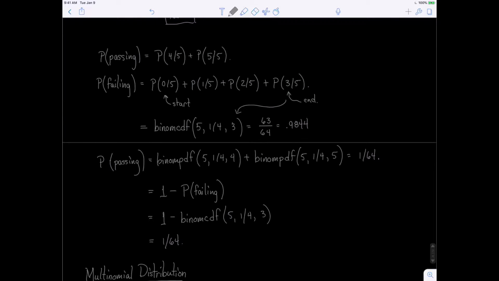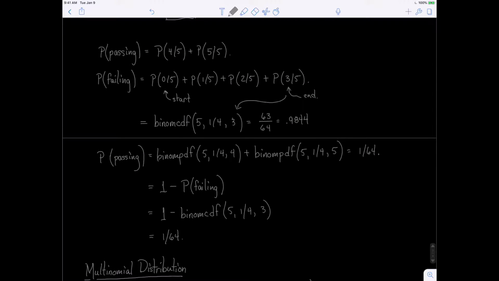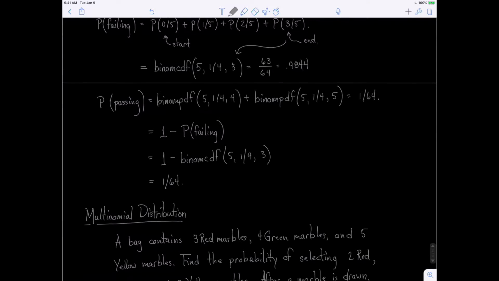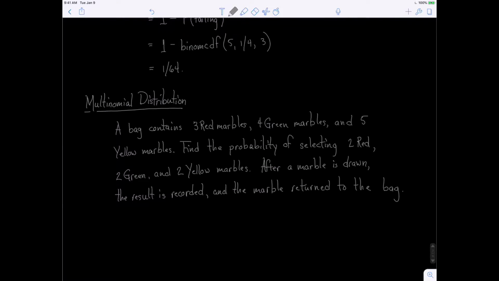Hi, this is Tom, and we just finished looking at the binomial experiment where there's only success or failure. Now we're going to look at the multinomial distribution where you can have multiple successes.